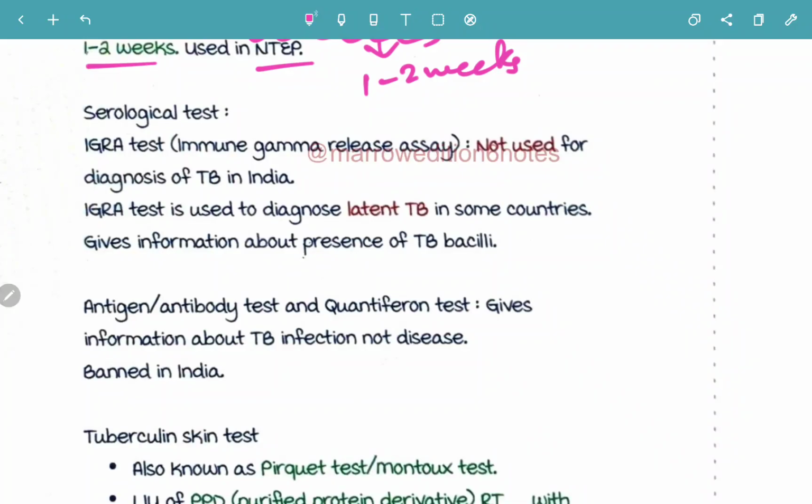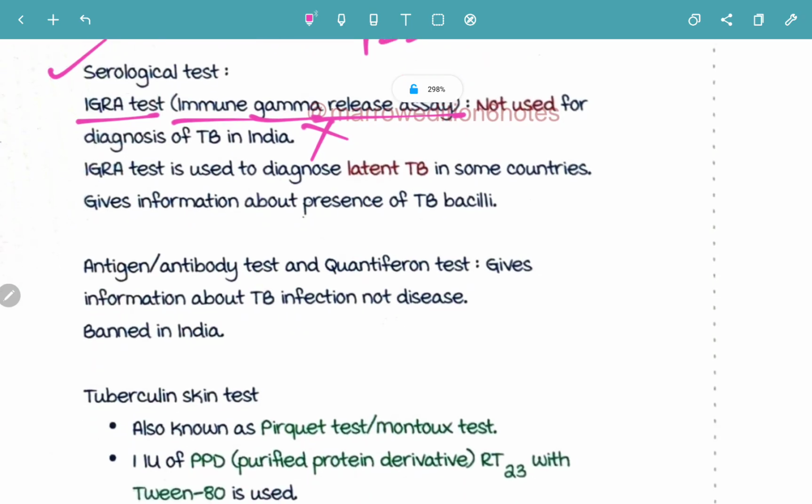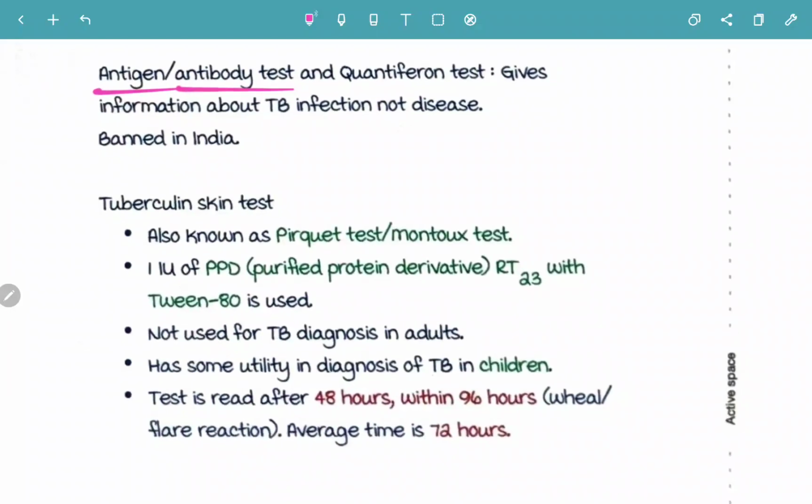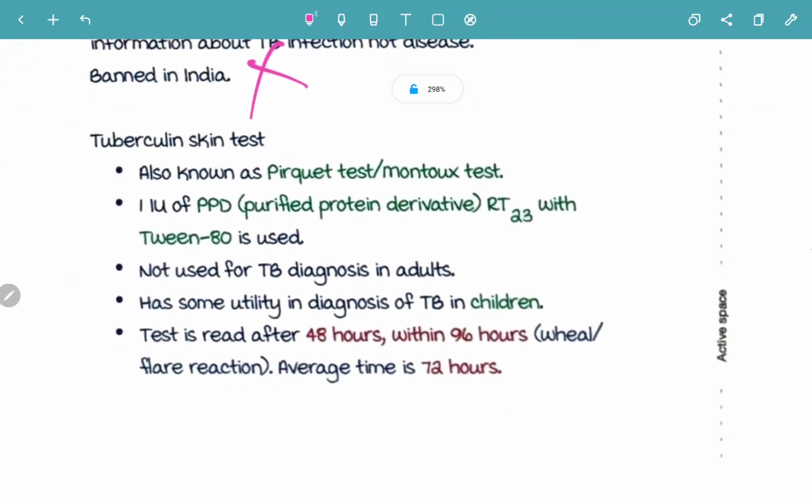Now let's look at some serological tests. IGRA. IGRA stands for Interferon Gamma Release Assay. So what is IGRA? It is not used for diagnosis in India. It's just used to diagnose latent TB in some countries. Then you have antigen antibody tests and the QuantiFERON test, which gives information about TB infection and not the disease. And it's banned in India, so no need to remember, guys.